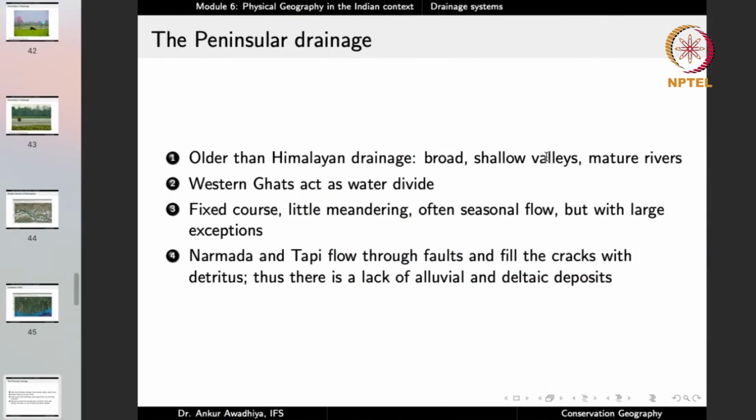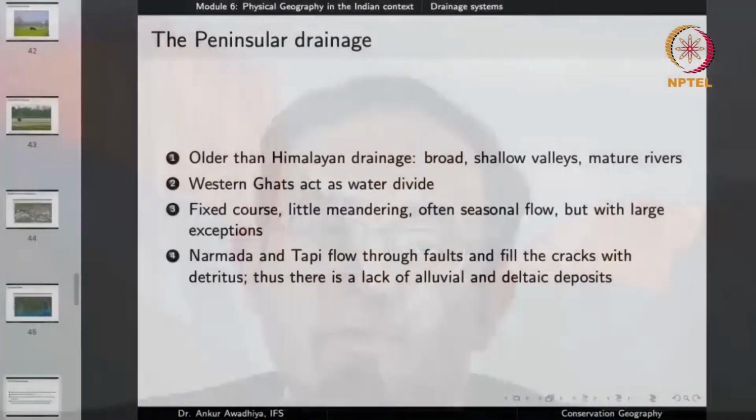So there are broad, shallow valleys. The rivers are mature, meaning that they have practically done all the erosion that is possible. The Western Ghats act as a water divide, meaning that on the western side of the Western Ghats we have rivers that flow towards the west. On the eastern part of the Western Ghats, the rivers flow towards the east. So they act as a water divide. The water that falls on the western part moves to the west. The water that falls on the eastern part moves to the east.